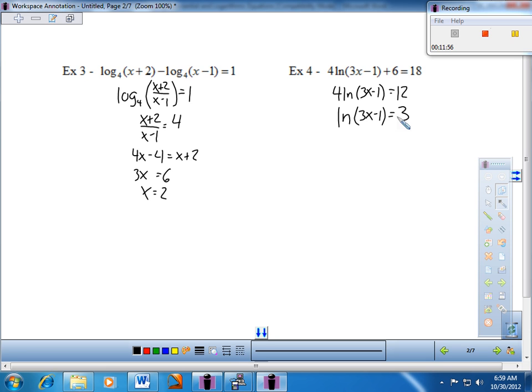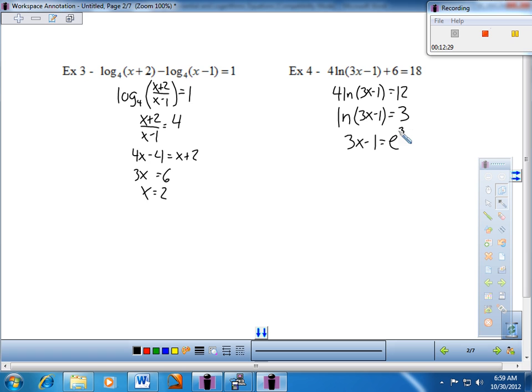I have the natural logarithm of 3x minus 1, and that's equal to 3. And so remember that natural logarithm really just means log base e, and so I am going to roll this on over to the other side at this point. The e rolls over, and that allows the 3x minus 1 to come out, free as a bird. And I roll over the e, and I end up getting e to the 3rd here.